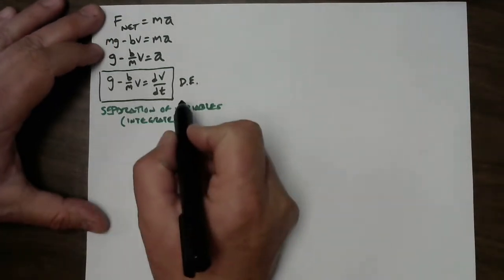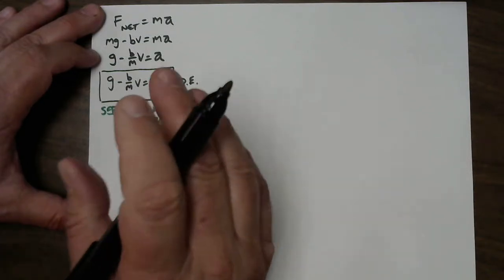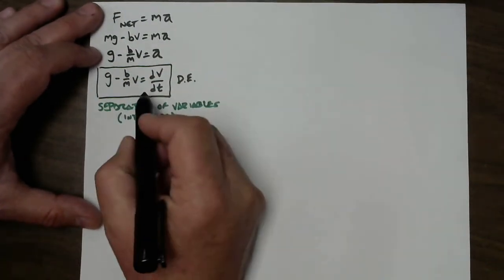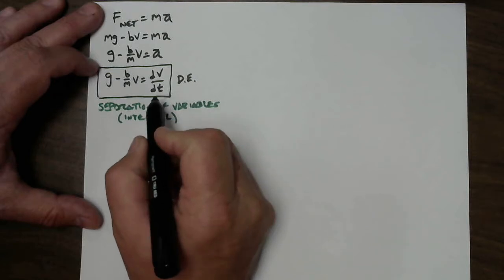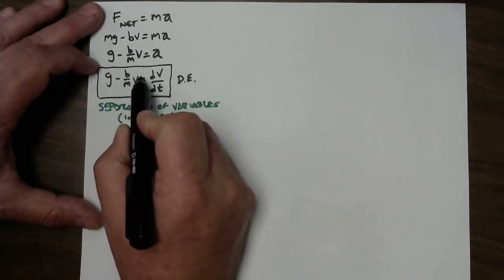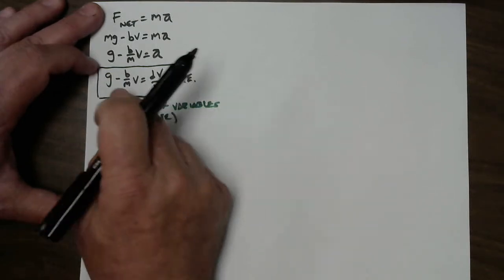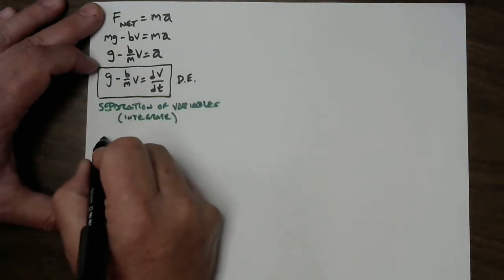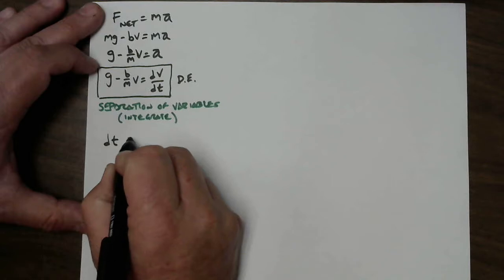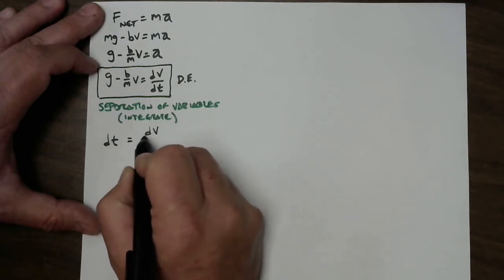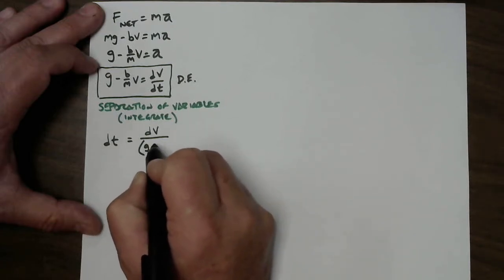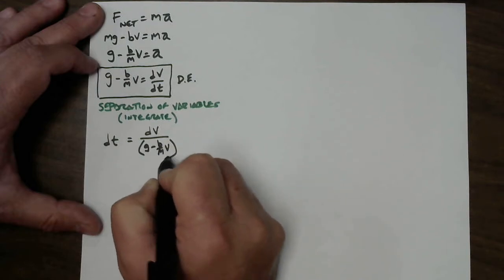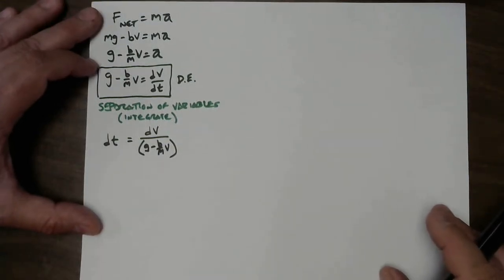So we're going to run into some snags. This is going to get a little hairy before it gets over. I'm just warning you. So let's do that. Let's take all the things on this side, because they have a v in them, and let's bring them underneath this fraction, and let's take this dt and put it on the other side. So dt goes to this side. And on this side, we're going to have dv divided by g minus b over m v. I'm putting that in parentheses because that's an expression.